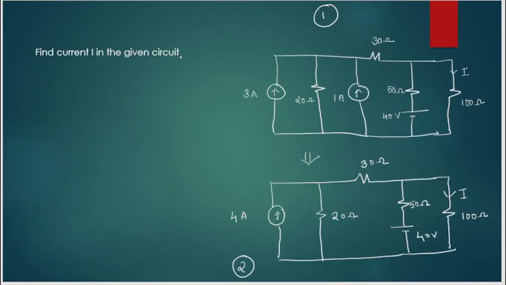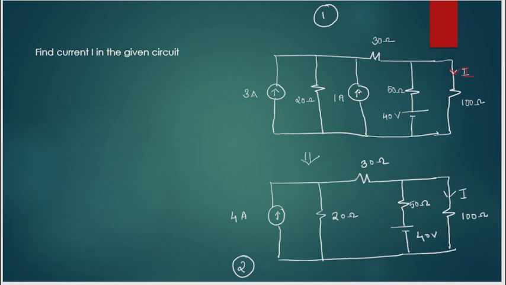Find the current I in the given circuit. This figure 1 is the given circuit. Here there are two current sources, there is a voltage source, and there are many resistors. We have to find this current I.